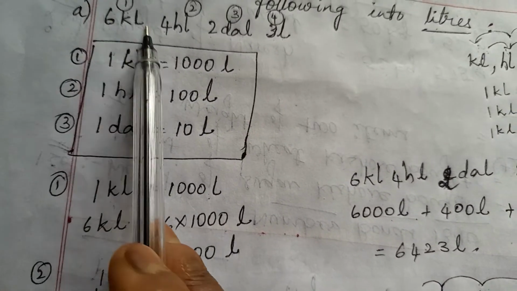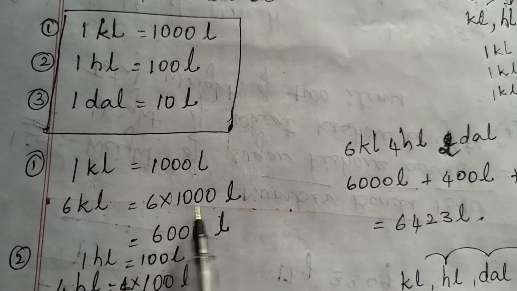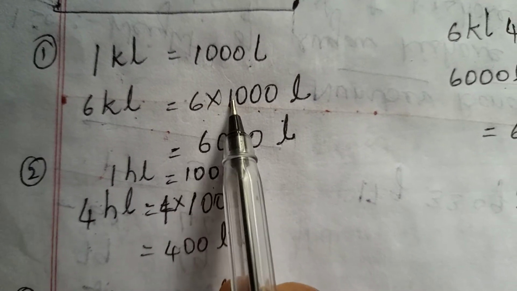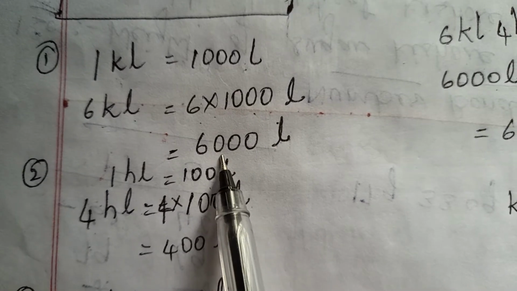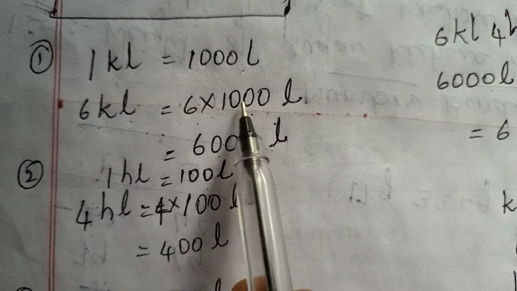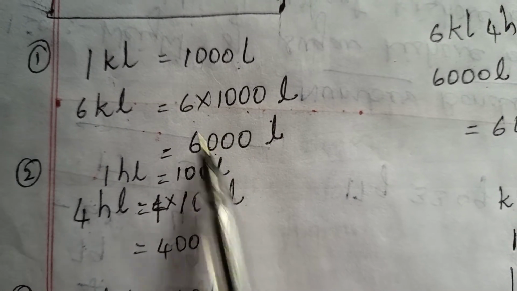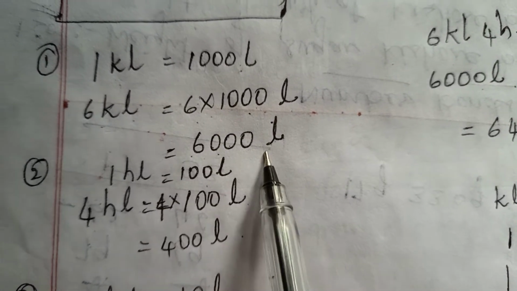Then for 6 KL, how many liters? 6 KL equal to 6 into 1000 L. It is nothing but 6 ones are 6, 0, 0, 0 in the answer. 6 zeros are 0, 6 zeros are 0, 6 zeros are 0, 6 ones are 6. 6 into 1000 is 6000 liter.